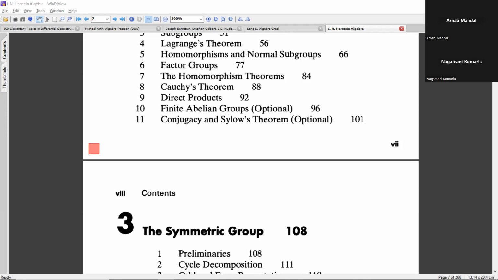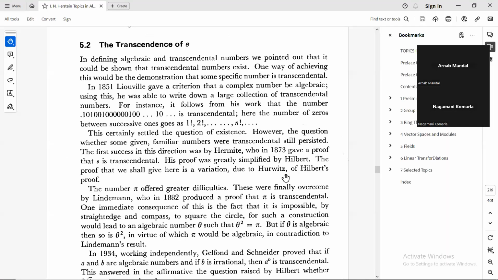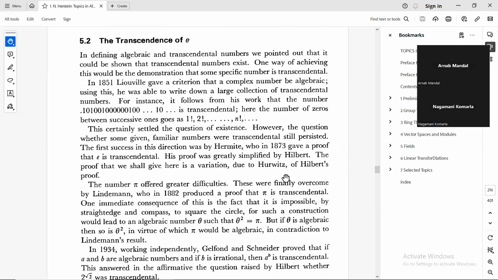Yeah, so I'll just share the screen. Then it's easy. Okay. So this is Herstein, right? Herstein. So where we are. I mean, look.